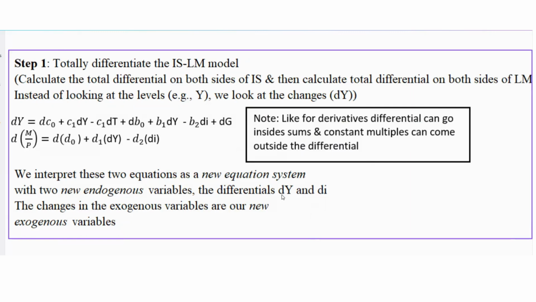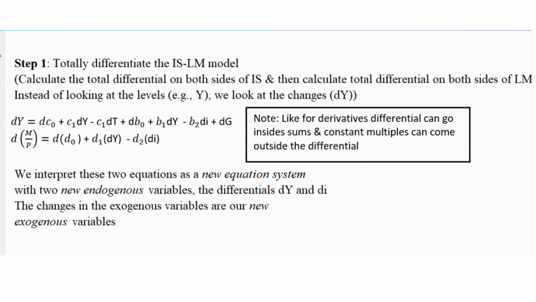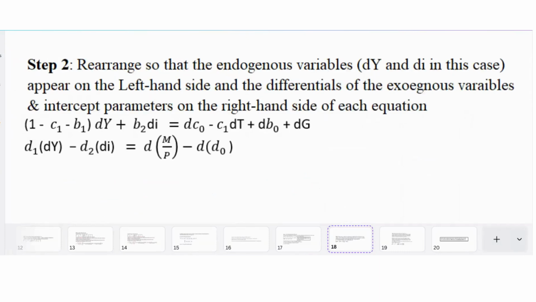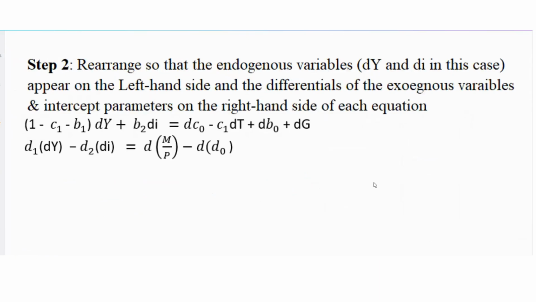Now the changes in the exogenous variables are our new exogenous variables, right? So dg is an exogenous variable, dt is an exogenous variable, and so on, right? Okay, so let's move forward. So the first step was we totally differentiate the IS-LM model, right?